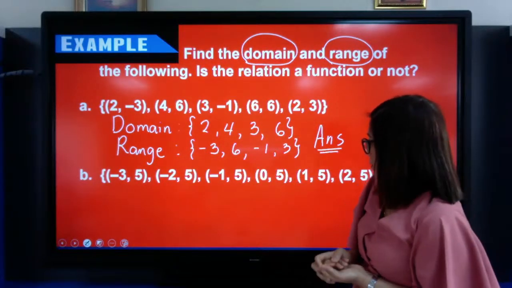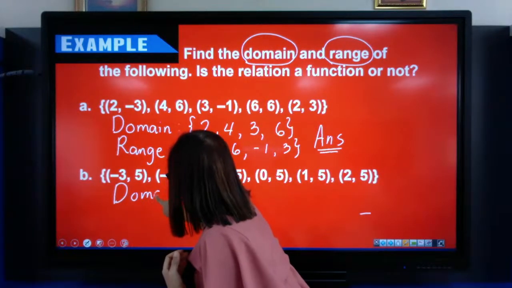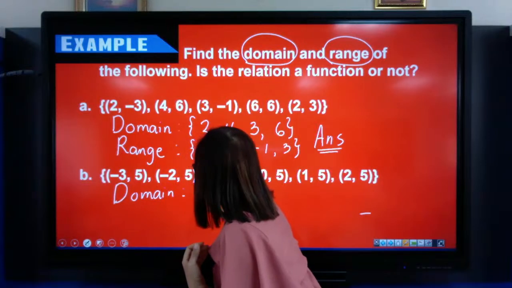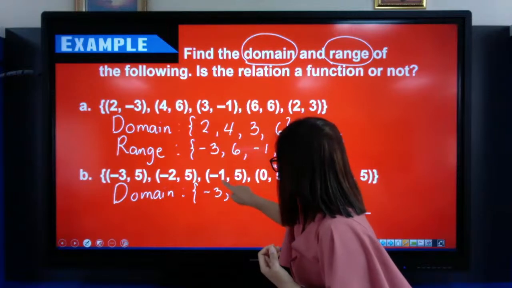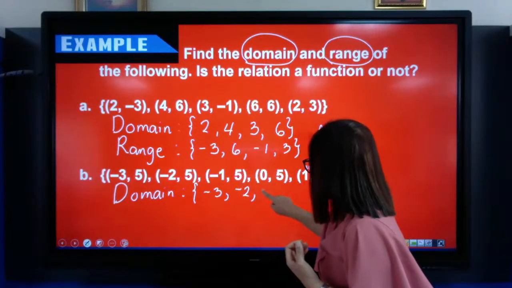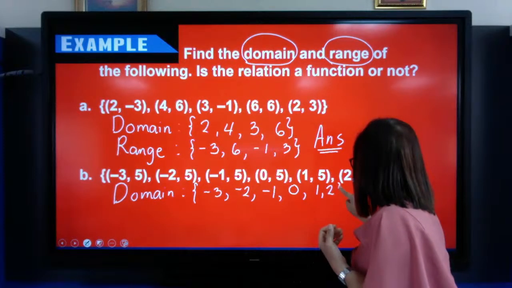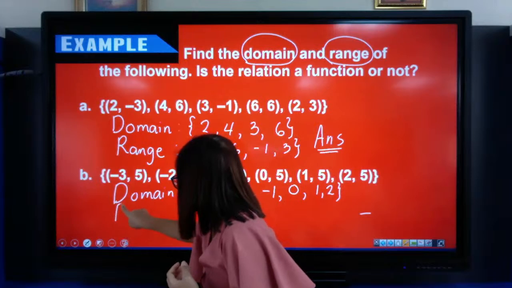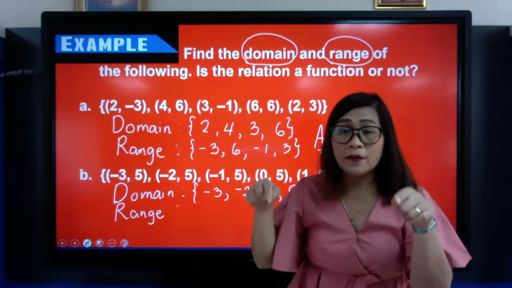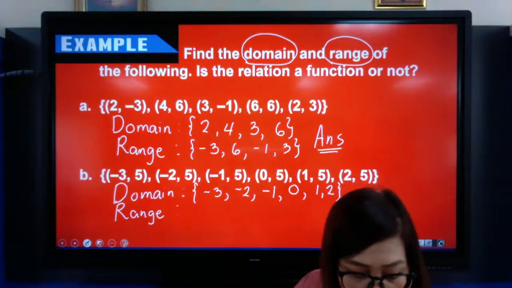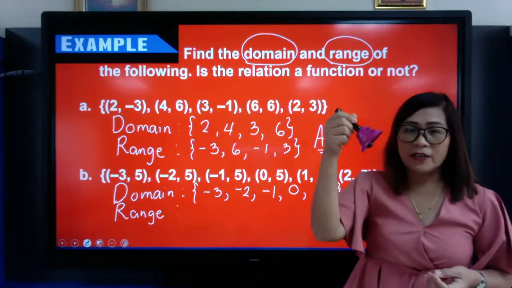Okay, how about letter B? You are asked to find the domain. The domain is the set of the first components. So we have here -3, -2, -1, 0, 1, and 2. Finish. And then how about for the range? I would like you to answer for the range. Five students, answer: what is the range of letter B? Ready, start.